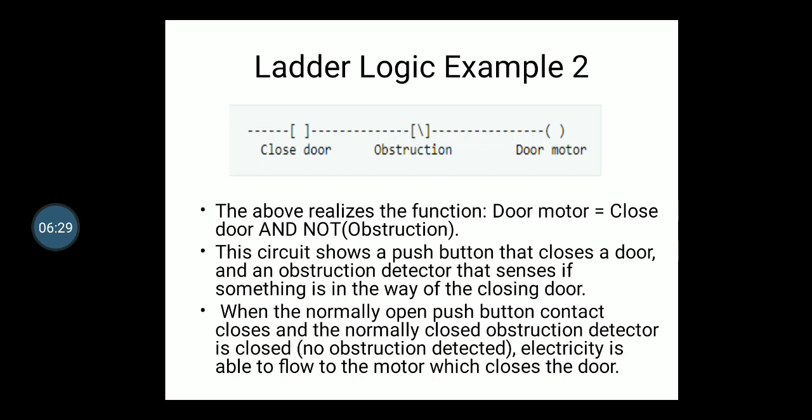Okay, so I am reading it. This circuit shows a push button that closes a door and an obstruction detector that senses if something is in the way of the closing door. When the normally open push button contact closes and the normally closed obstruction detector is closed, that is, no obstruction detected, electricity is able to flow to the motor which closes the door. Okay.